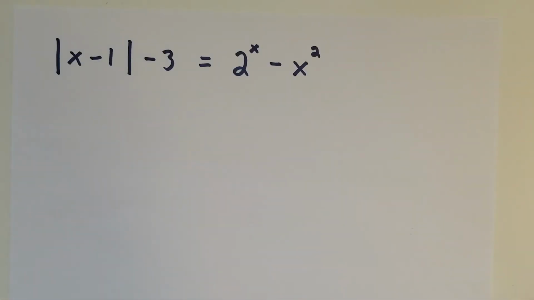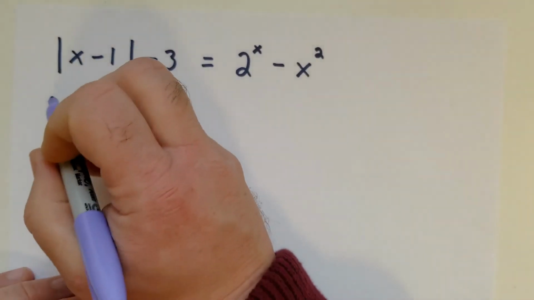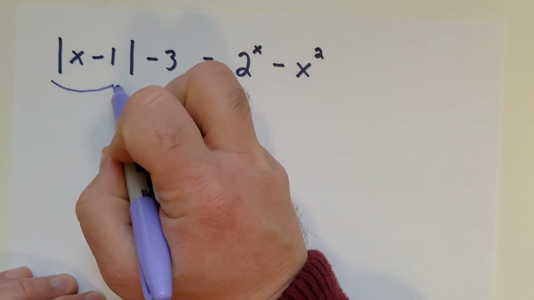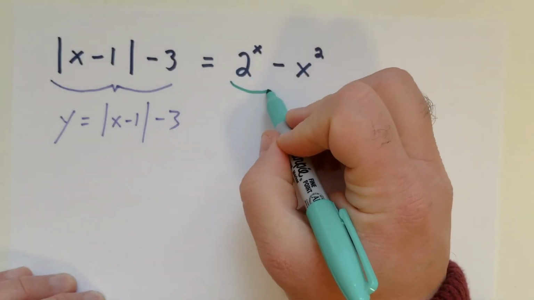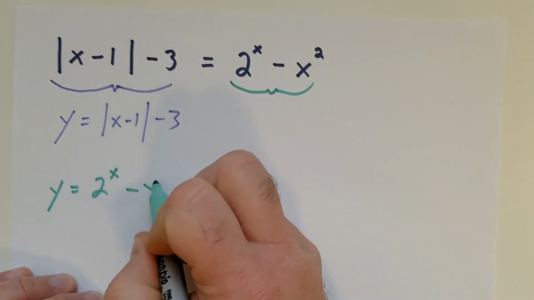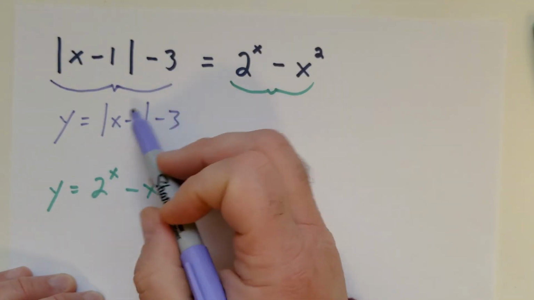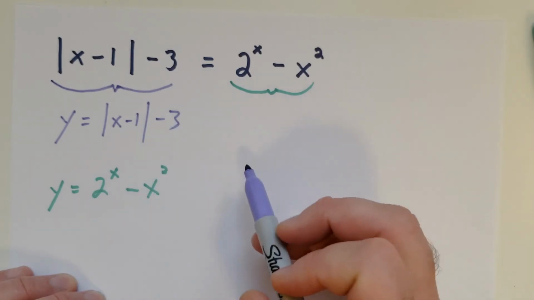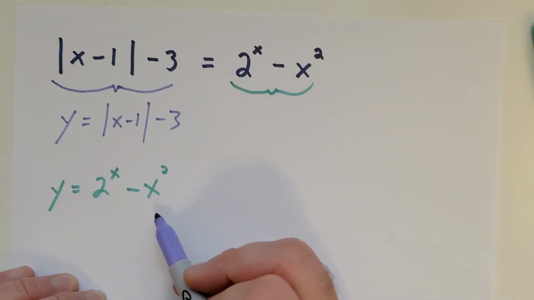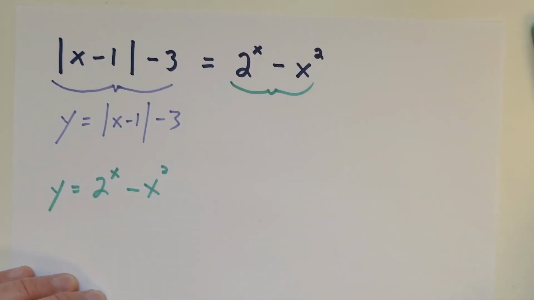Now here we have a problem. We're going to do the same thing. We're going to call this one function, and this one is going to be another function. While I know where the vertex of this graph is, and I know what direction it's going, I really don't know much about this function at all. So I'm going to turn to the computer to do all the hard work for me.